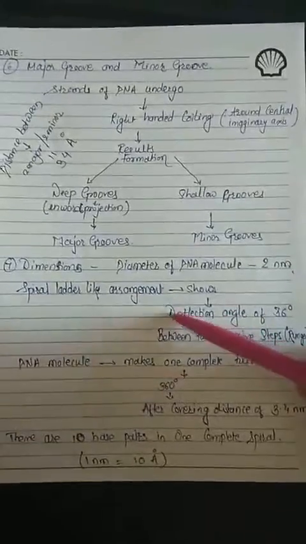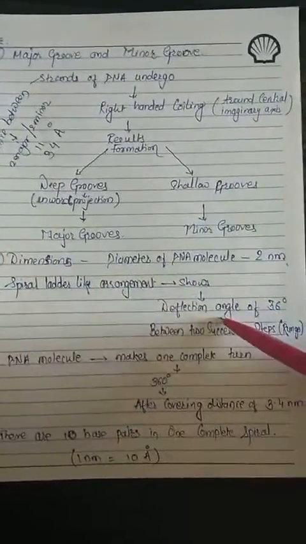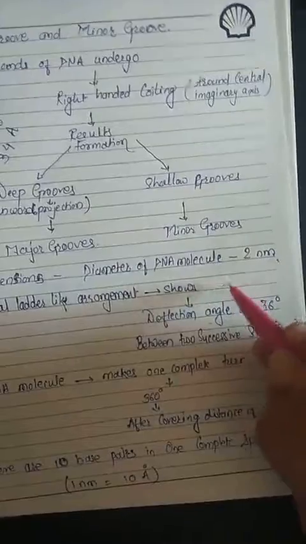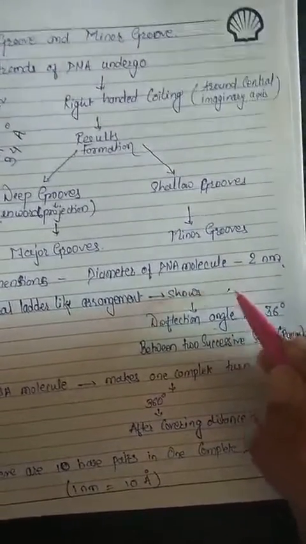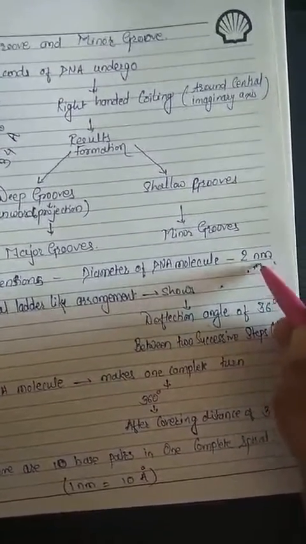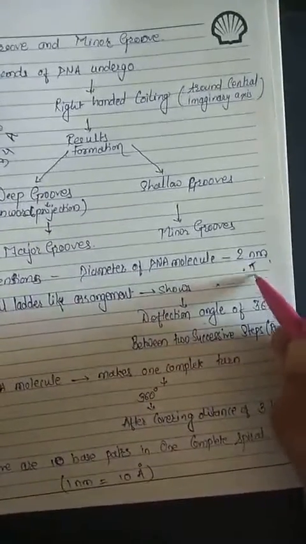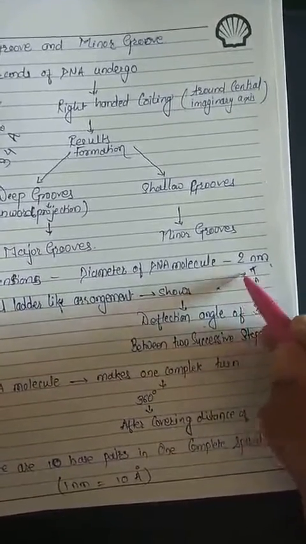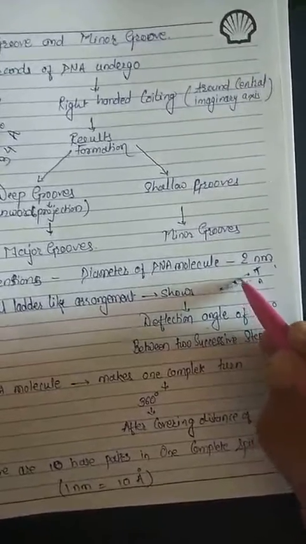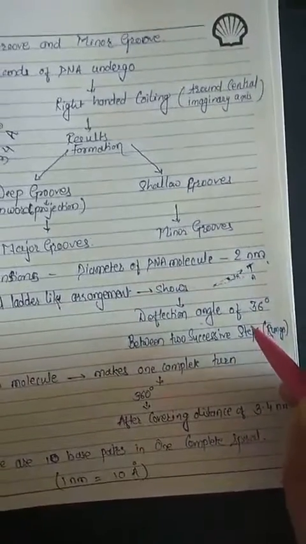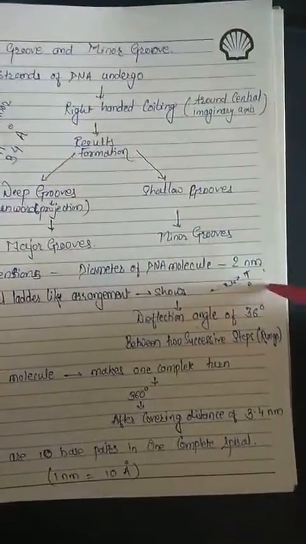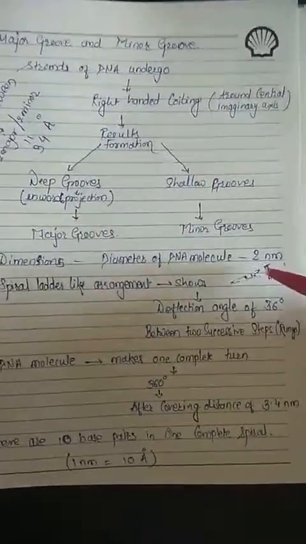The spiral arrangement shows a deflection angle of 36 degrees. That means suppose this is the central imaginary axis point, and this is one nitrogen base. Suppose this is thymine and adenine is here. If I draw an angle between these, this angle will be 36 degrees. So there is a deflection of 36 degrees between two successive steps or rungs.